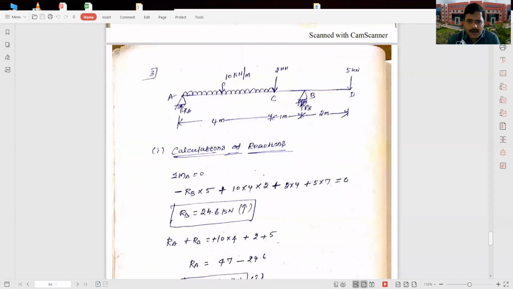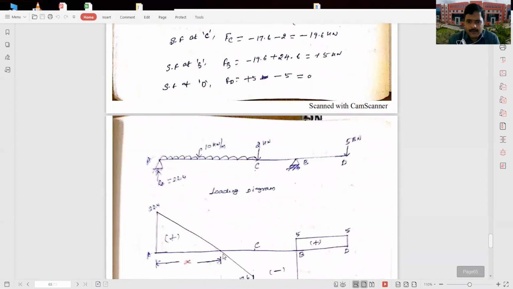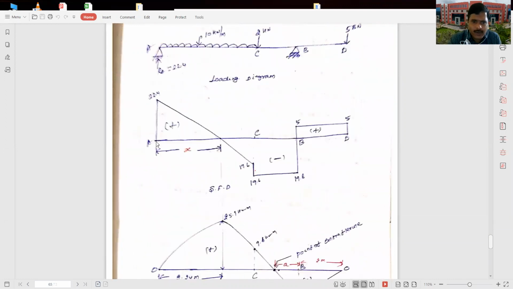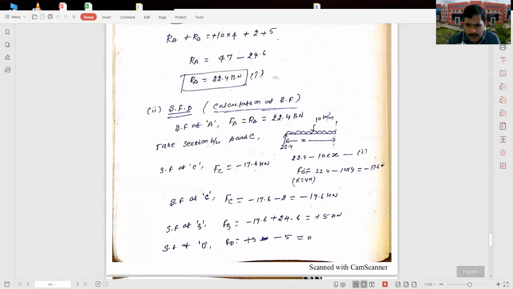So what is the shear force value at the point A? RA. So what is the RA? 22.4, right? So you can draw the shear force diagram, 22.4 upward. And what is the shear force value at the point C? At point C you have calculated here. FC is minus 17.6. So from plus 22.4, it comes down to minus 17.6, isn't it?